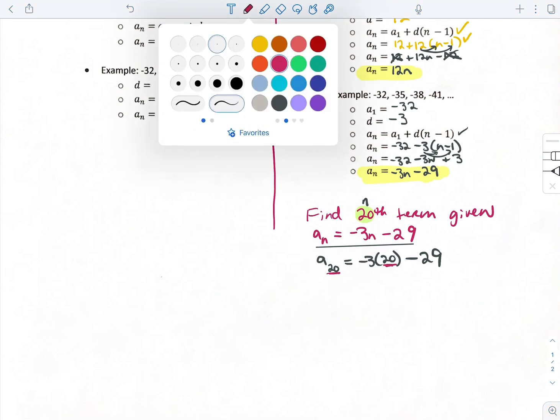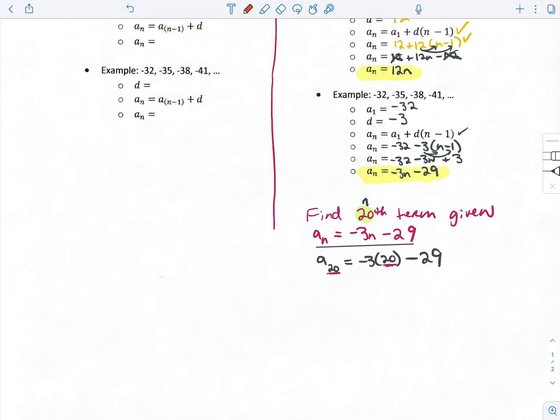Now, in the calculator, we're going to plug this in so that we can determine what the 20th term in the sequence is going to be. So pull out your calculator. I'm pulling out mine. -3 times 20 minus 29. And our answer is -89.